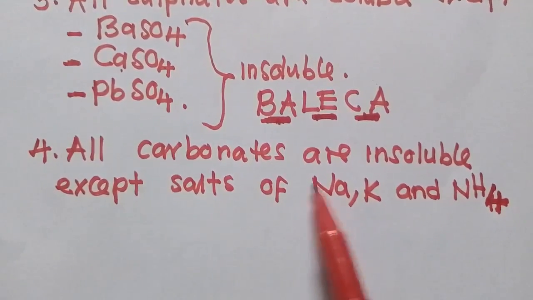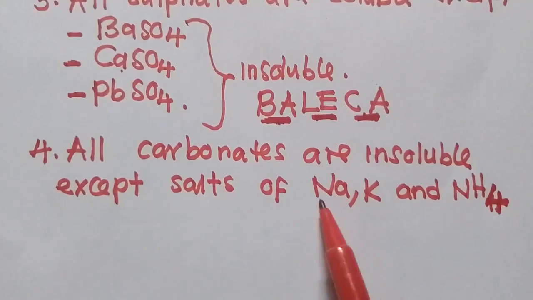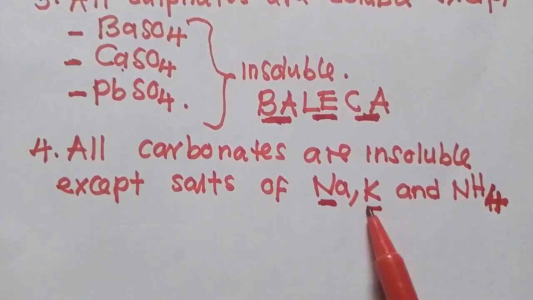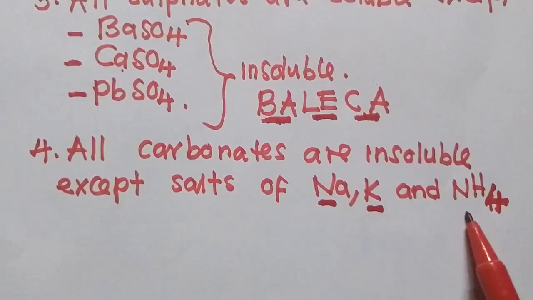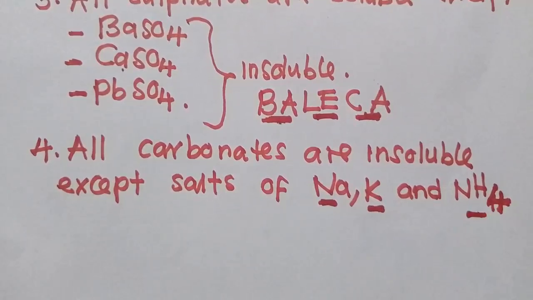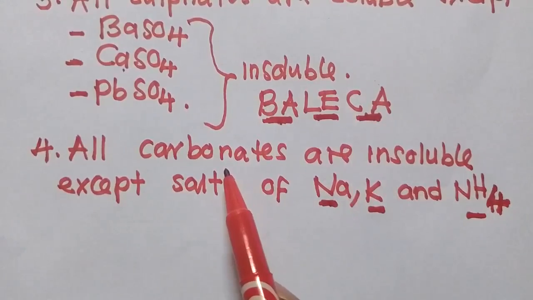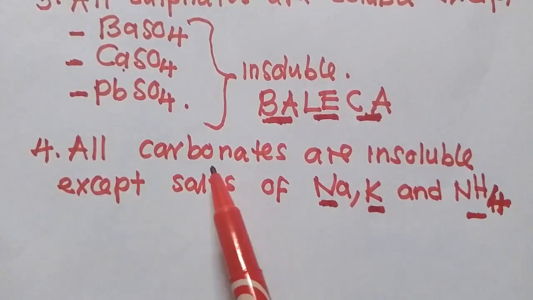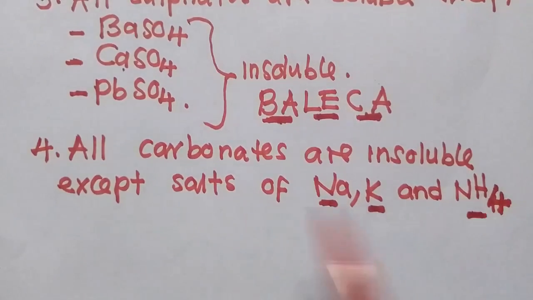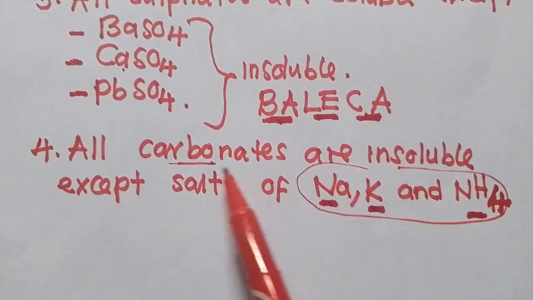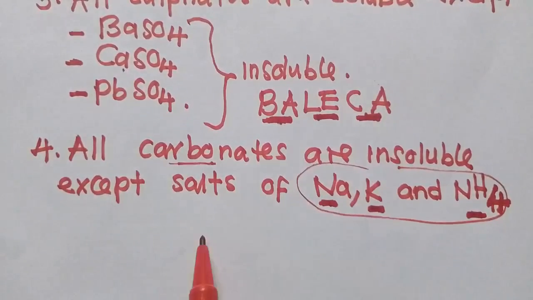So all carbonates are insoluble except salts of sodium. So any salt where there is sodium, it is a soluble salt. Any salt where there is potassium, that is a soluble salt. And any salt where there is ammonium, that is a soluble salt. So whenever we are talking about sodium carbonate, we are talking about a soluble salt. Potassium carbonate, that is a soluble salt. Ammonium carbonate, that is a soluble salt. But any salt which will contain a carbonate, apart from these three, it is an insoluble salt. This is what you need to understand.